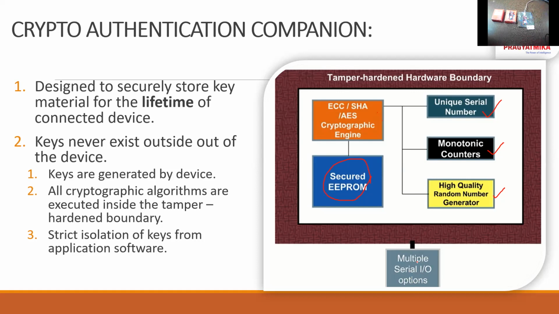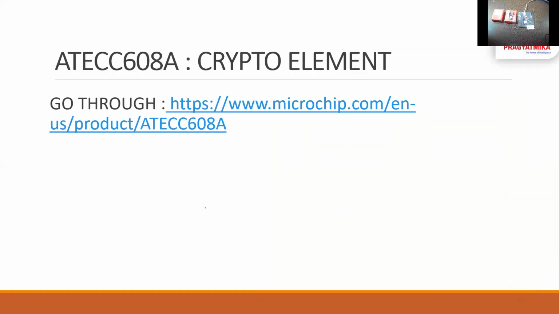Whenever the signing of the tokens is done, the tokens are sent to this secure element first. Before sending them to the cloud, the tokens are sent to this secure element from the microcontroller. Then the signing of the tokens is done, and those tokens are traveling through the network, not the keys. So keys are generated by the device, and all the cryptographic algorithms are executed inside your tamper-proof hardware boundary. That's how we are strictly isolating our keys from the software. So that's the hardware layer of security that we are providing with the help of these cryptography layers.